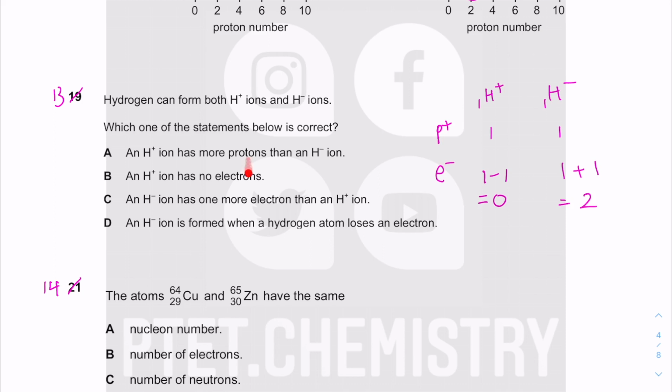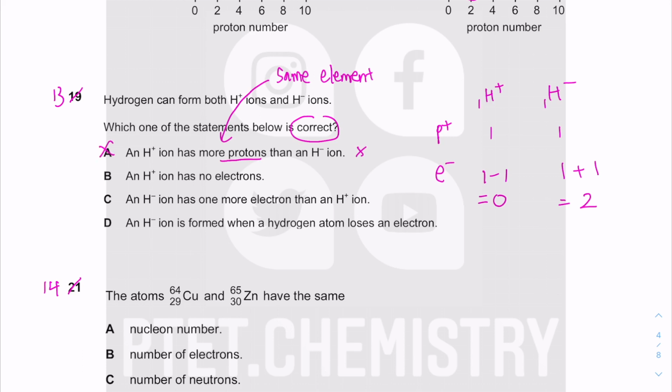None of this question is about neutrons, so I don't need to worry about neutrons at all. Sometimes go back to the options and think about stuff before you actually waste time doing things that you don't really need to do. An H plus ion having more protons than an H minus ion is impossible, because it's the same element. If you have the same element, which is hydrogen, how can you have different proton numbers?